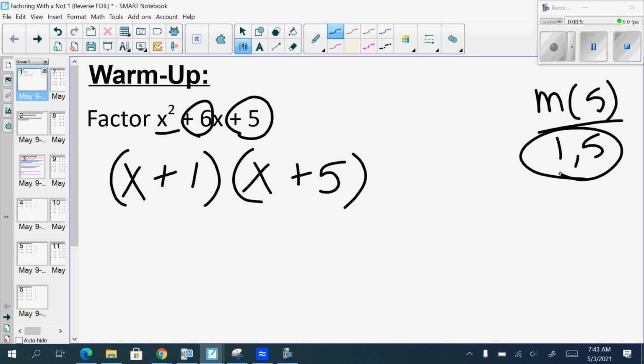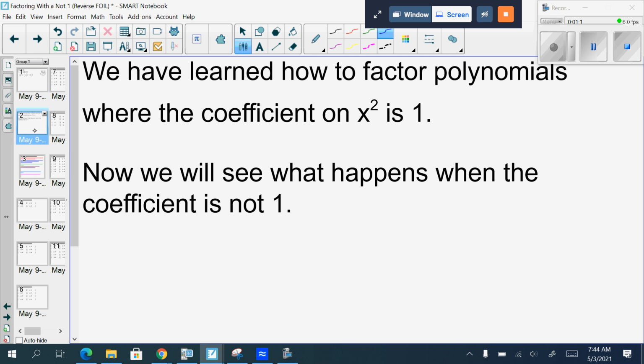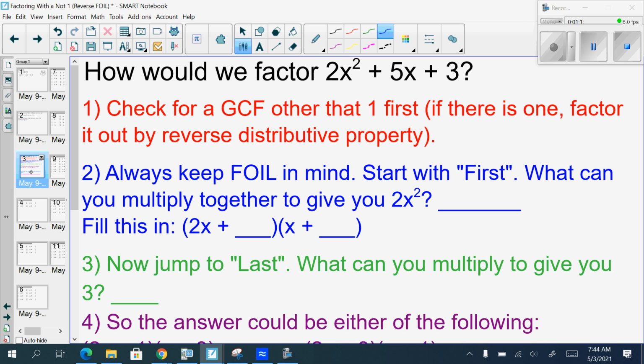Okay? So I've been telling you that what's coming up, though, is we're going to look at when there's a number on the x squared besides just a 1. And so we're still going to think about reverse FOILing, but it's just going to change things a little bit when that leading coefficient is something other than 1, okay? So that's what we're going to be jumping into today. So I'm going to give you a handout here. It's going to help us walk through this step by step for this first one, okay?